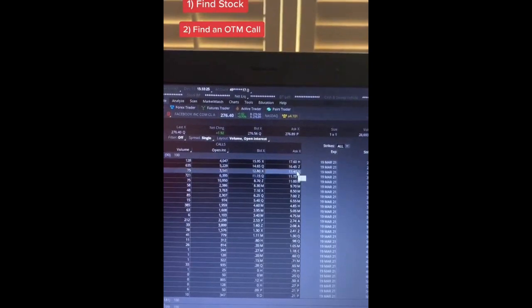This is how I make money trading options. Step 1, find a bullish setup. Next, go to your broker and pick an option that you like that expires in a couple of months.